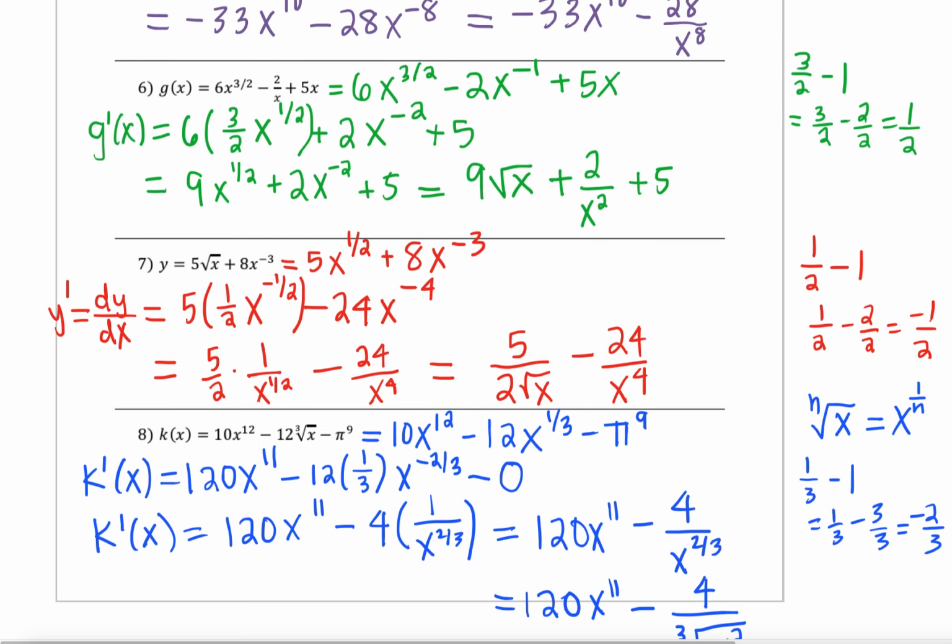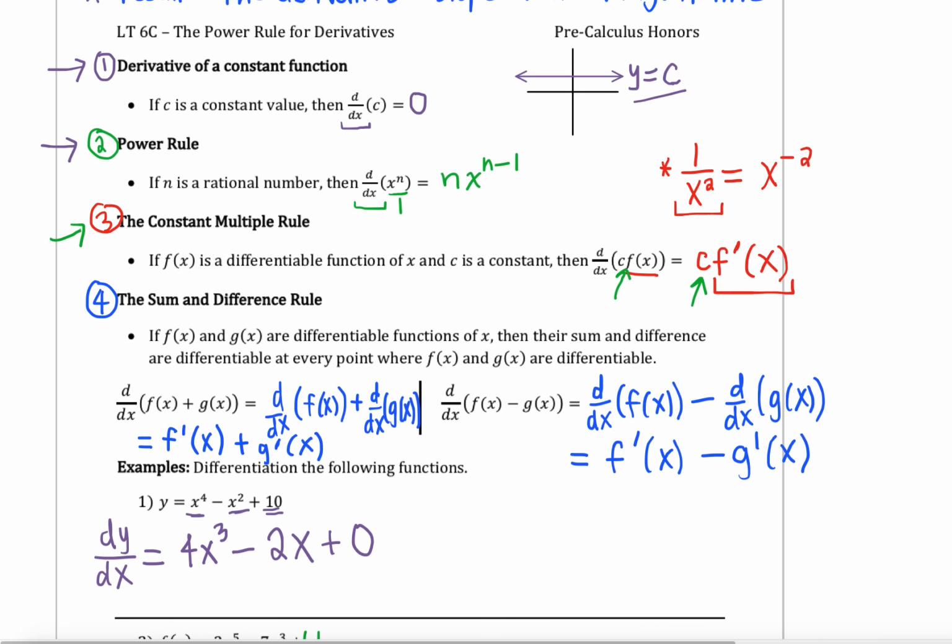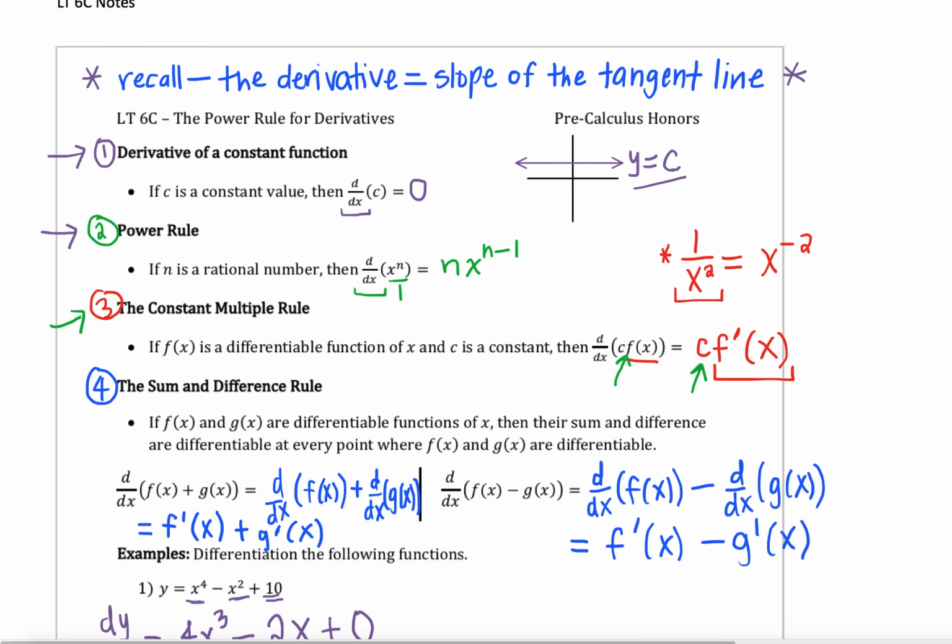So again, we've got all 4 of those rules that we were using at the top. The derivative of a constant is always 0, because the slope of a horizontal line would always be 0. And again, always keep in the back of your mind that the derivative is the slope of the tangent line, which is why we're looking at slope. The power rule works for any rational number as an exponent, so fractions, integers, negative numbers. And I bring down that power, so the n becomes my coefficient, and then I get x to the n minus first power, so I'm subtracting 1 off of my exponent.